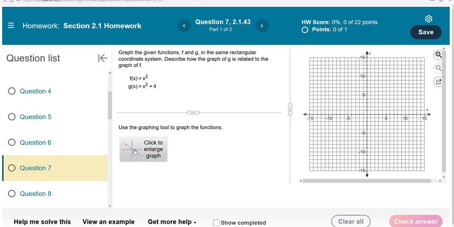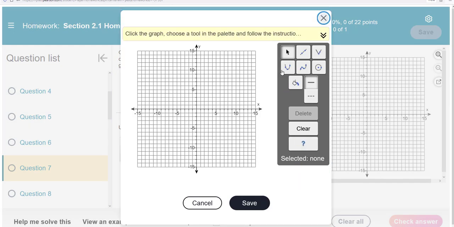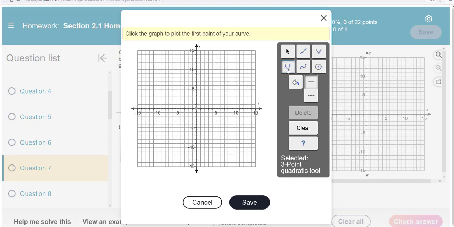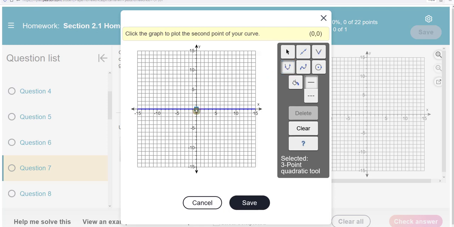So what you're going to do is click on this, and you want to click on the one that looks like a U, because that's a parabola. And I'm going to put it right here. And then if you do a table of values, you can go ahead and just plug them in and then plot the points. You only really need 3 points.